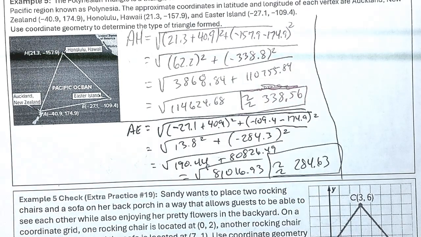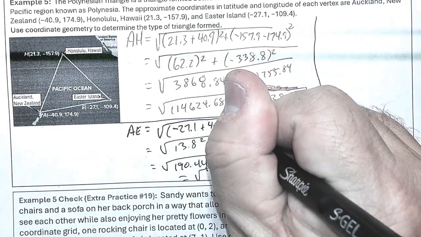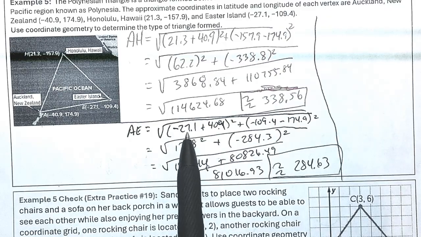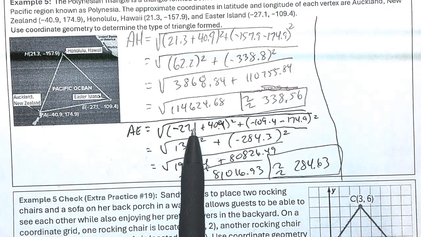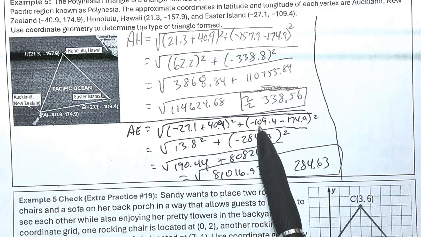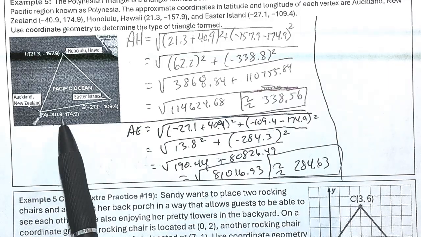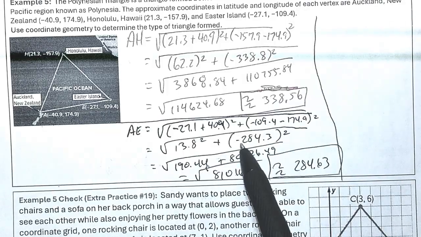Okay. Sorry about that. So the math wasn't working, so I had to take a second anyway. All right, so coordinates, negative 27.1 minus negative 40.9, so we add here, get 13.8, we're going to square that and get 190.44. So over here, the other two coordinates, negative 109.4 minus 174.9, gives us negative 284.